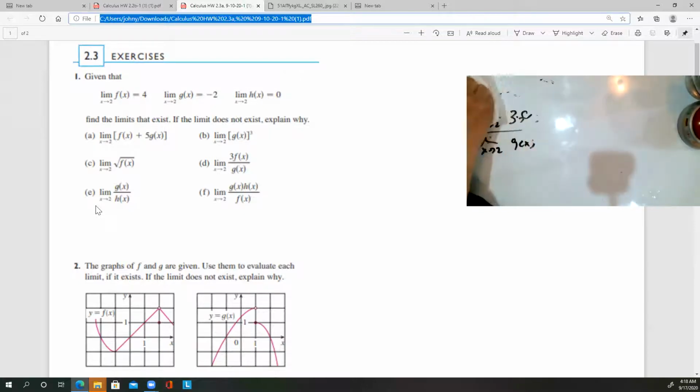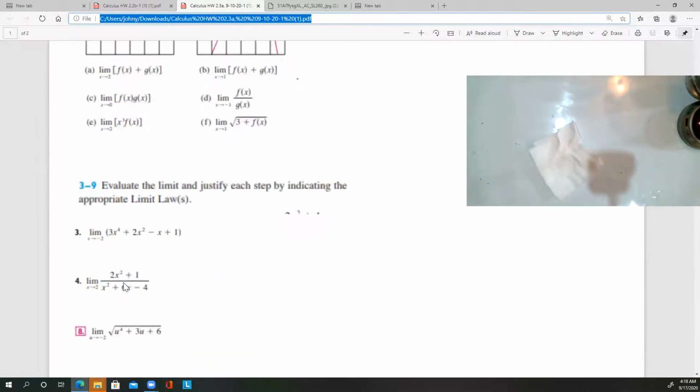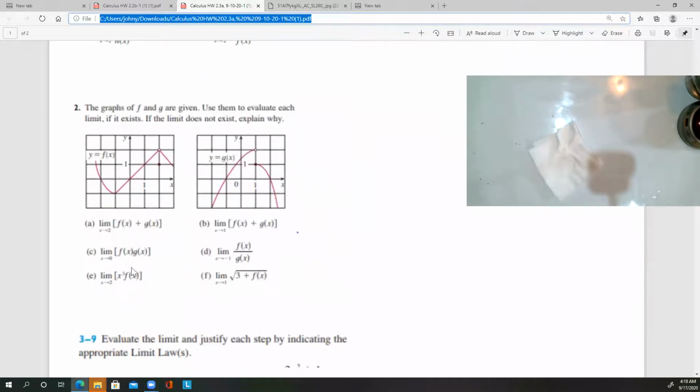Okay. Next. Number 2. Let's look at, let's pick about 3 of them. Let's do part A first. The limit as x approaches 2 of this f function plus g function, right?